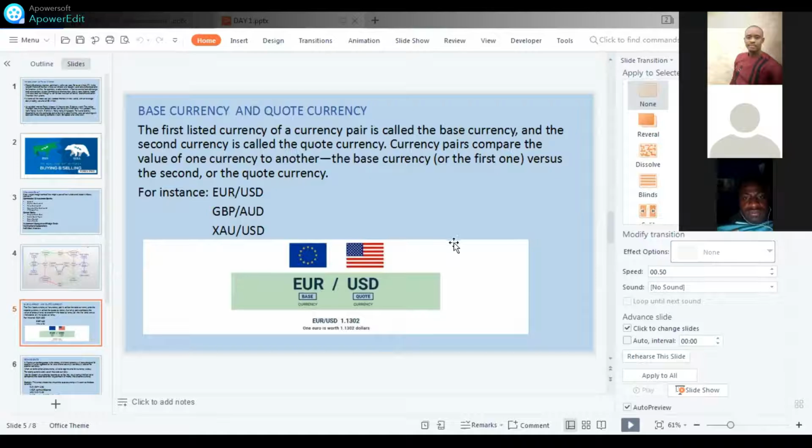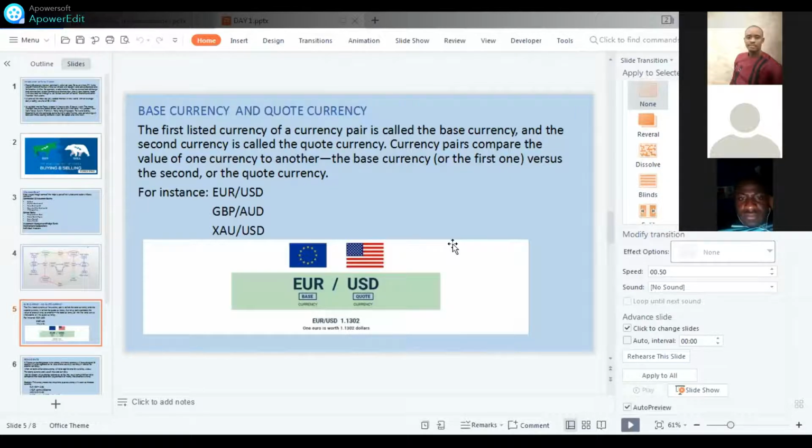Euro is for Germany, France, and so on and so forth. USD, United States dollars. Are you with me? Now, the base currency is euro, and the quote currency is USD. GBP/AUD: the base currency is GBP, and the quote currency is AUD.